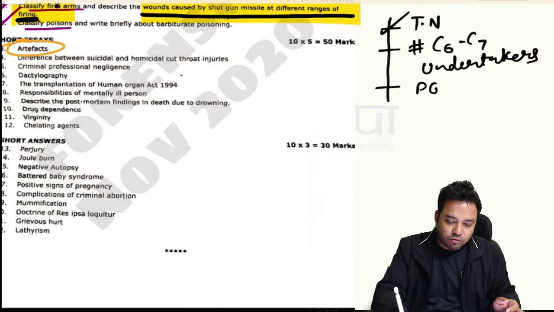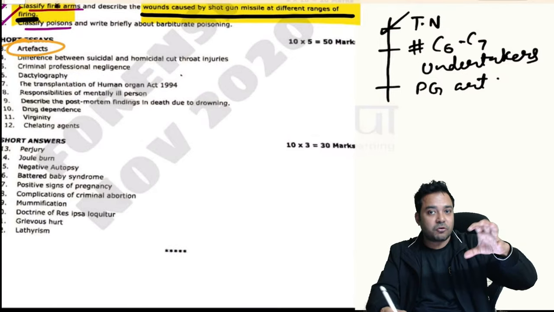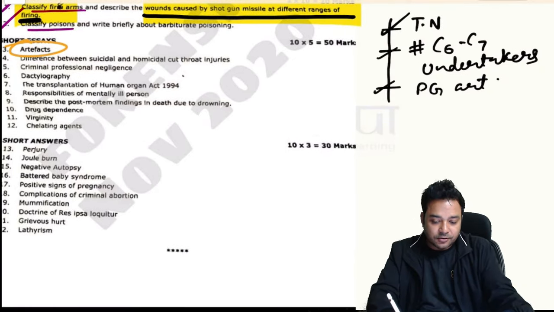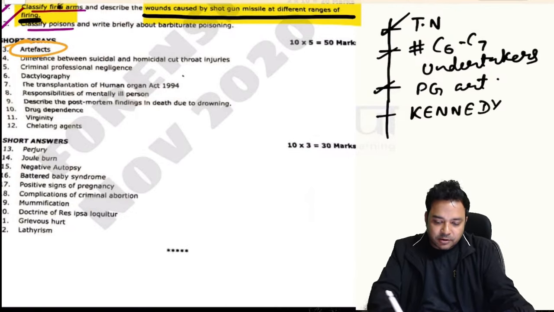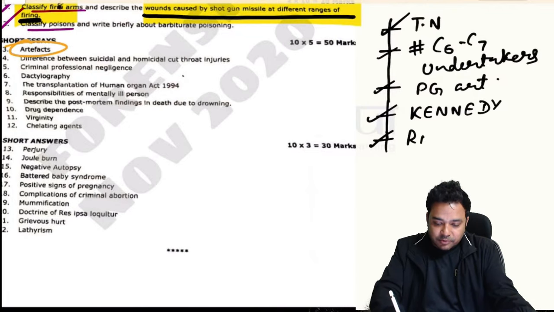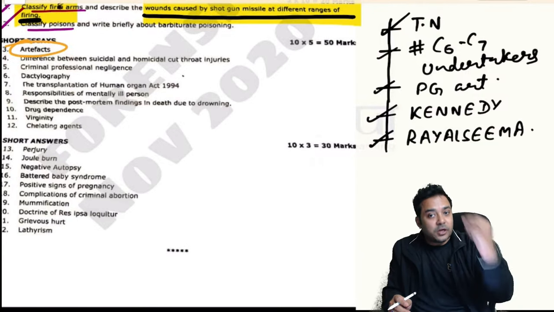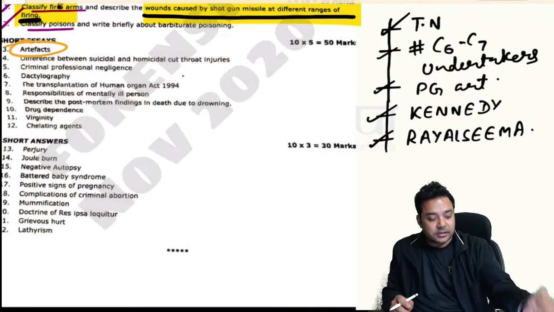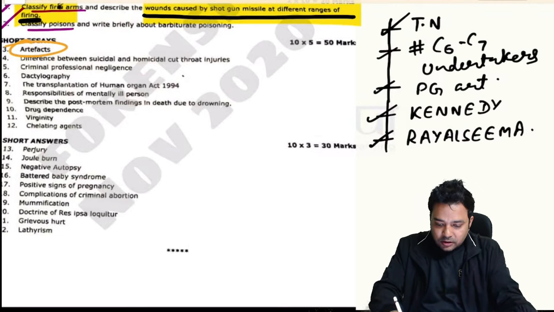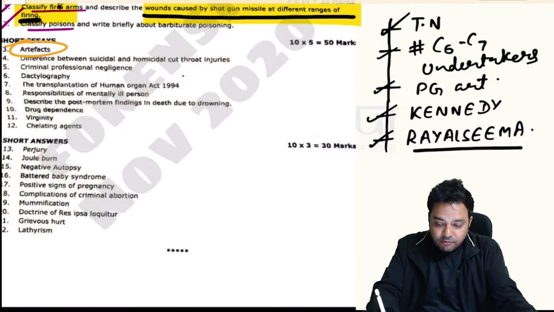Another named one is Prinsloo Gordon artifact, which we right now covered in relation to asphyxial death wala long note jab discuss kar rahe the. Then in relation to ballistics, we have Kennedy phenomena and we have Rayalaseema phenomena. What is Kennedy phenomena? Surgical alteration of gunshot injuries. What is Rayalaseema phenomena? In relation to one of the cases in Rayalaseema region of Andhra Pradesh, what was seen was bullets were placed inside an abdominal stab wound. So in relation to the name of the place, the name is given as Rayalaseema phenomena.